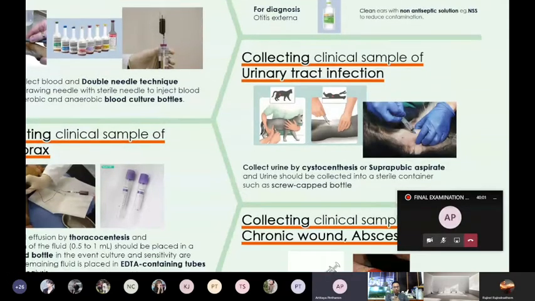Let's move to collecting clinical sample of urinary tract infection. To collect the urine, cystocentesis is the best method. It is more sterile than voiding or catheterization. The purpose of collecting urine is for bacterial culture. To collect the urine, prepare the patient by scrubbing and disinfecting the ventral abdomen with 70% alcohol and betadine. Then transport the urine in a sterile screw cap bottle and send to the laboratory as soon as possible.